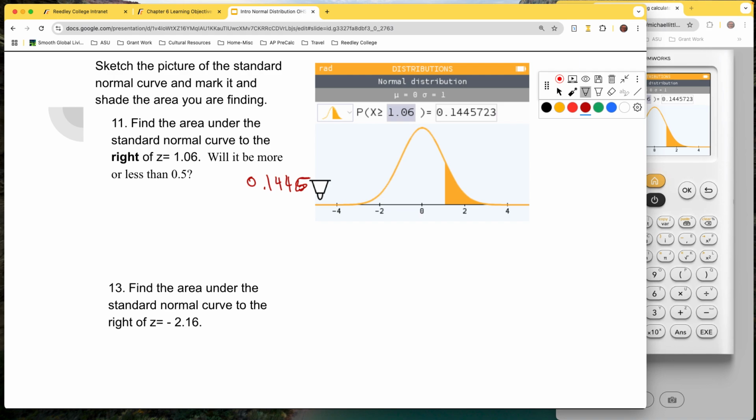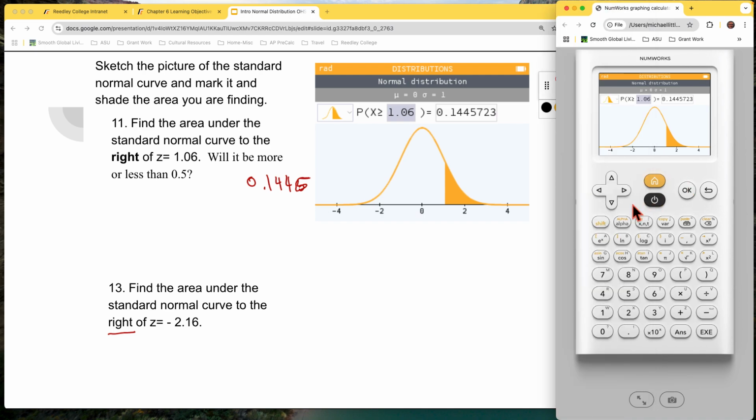Next one, z-score of minus 2.16. Is that going to be above or below the mean? Below, because it's negative, and we want the area under the standard normal curve to the right again. So we still use the same tool, and all we have to do is change that value, and we put in negative 2.16. Remember, that's going to be way down here, but we want the area above that.